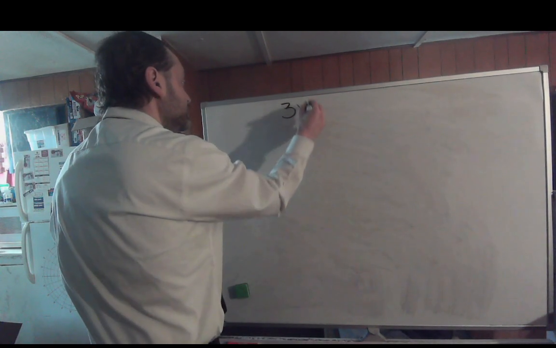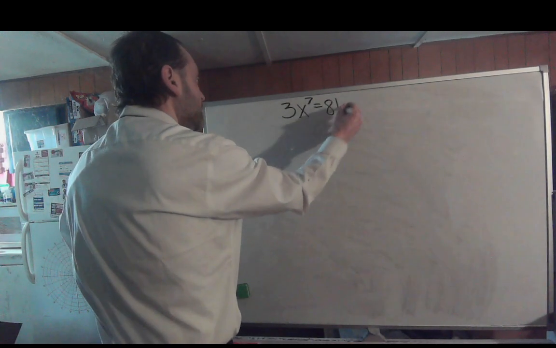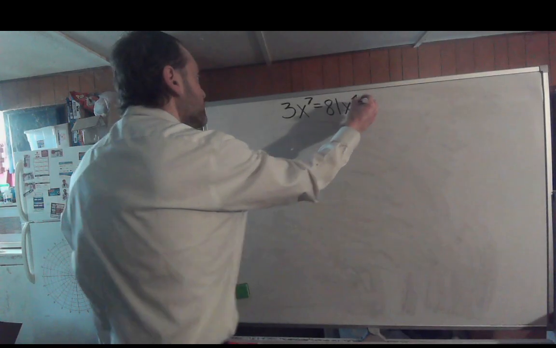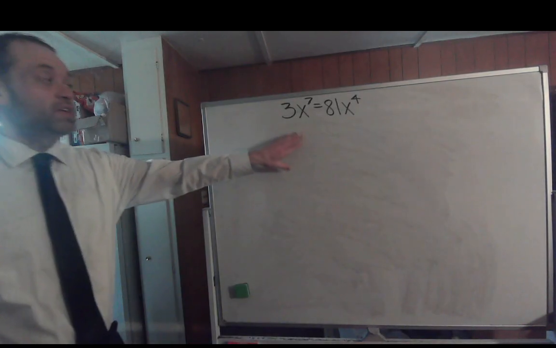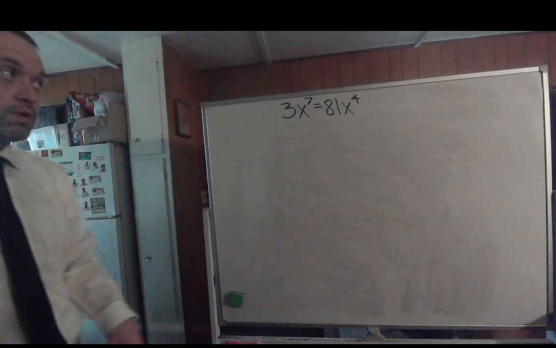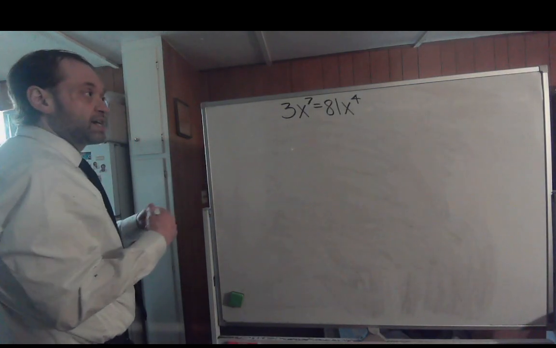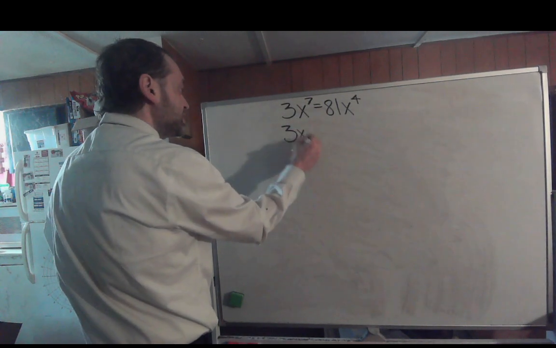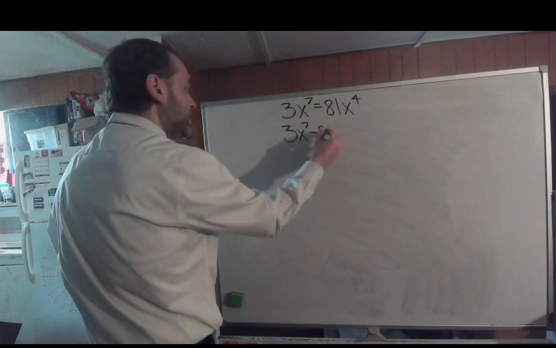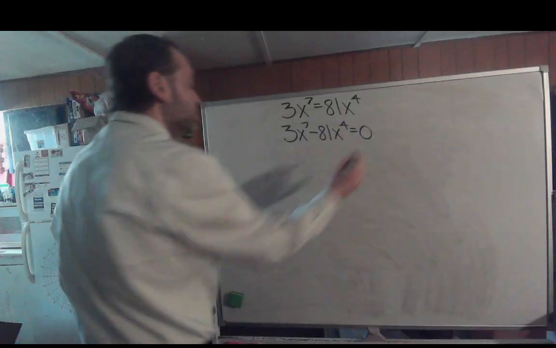3x to the 7th equals 81x to the 4th. So we've been given 3x to the 7th equals 81x to the 4th. Well, make your right-hand side equal to 0, so subtract 81x to the 4th from both sides. You'll end up getting 3x to the 7th minus 81x to the 4th is equal to 0.